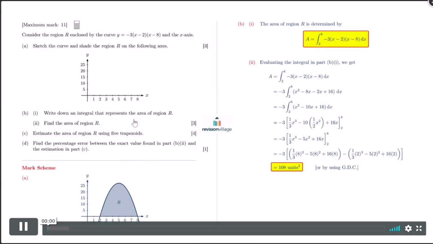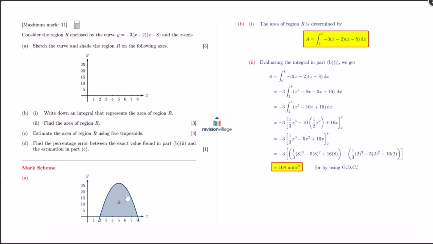Part B has two parts. The first is write down an integral that represents the area of region R. So this region here is bounded by the curve that has this equation and the x-axis. From a lower boundary of 2, we found this x-intercept back in part A. So this is my lower boundary, x equals 2, and my upper boundary is x is equal to 8. So I can write this as a definite integral, which is this definite integral here. Once you get familiar with definite integrals, it's quite easy to write.